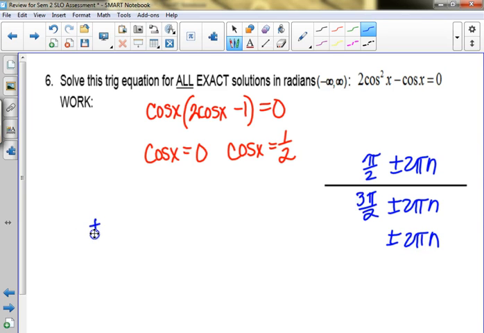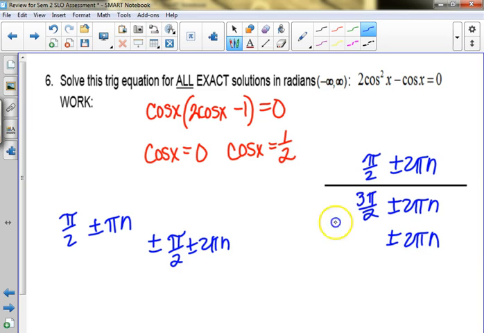Andrew's suggestion was pi over 2 plus or minus pi n because they're straight across from each other. Anybody remember, because it's cosine, we could have written plus or minus pi over 2? If you went up 90 or down 90, right? Plus or minus 2 pi n. Either of those are the same as combining those.